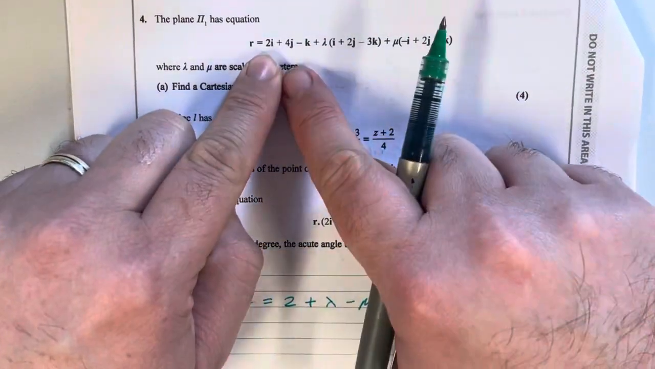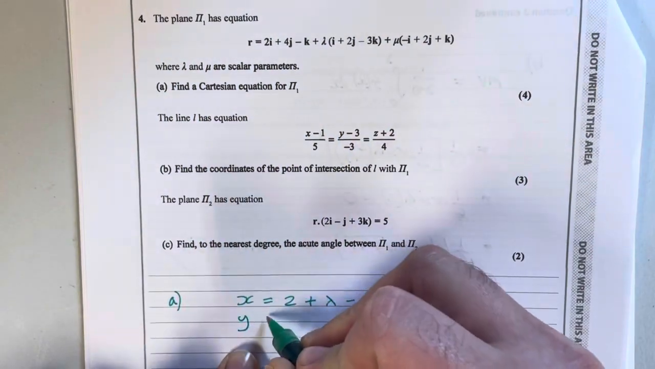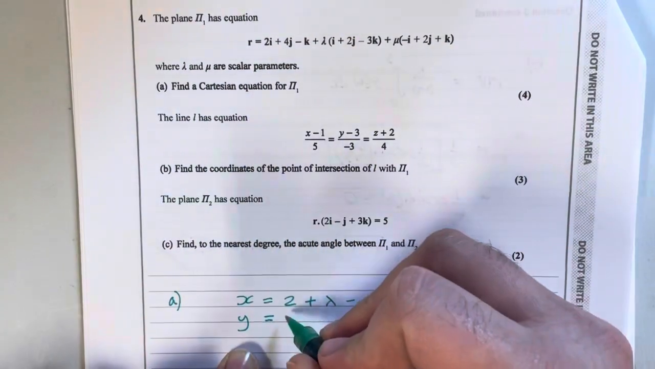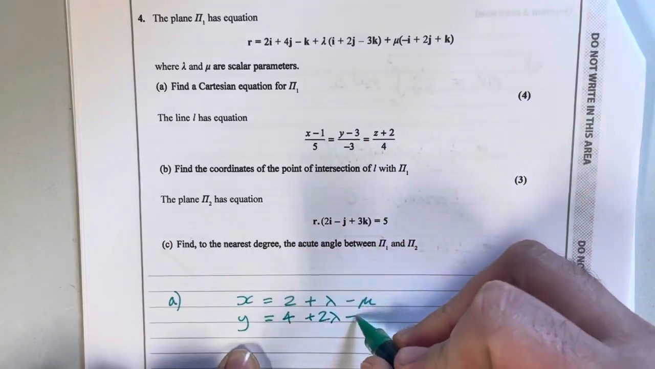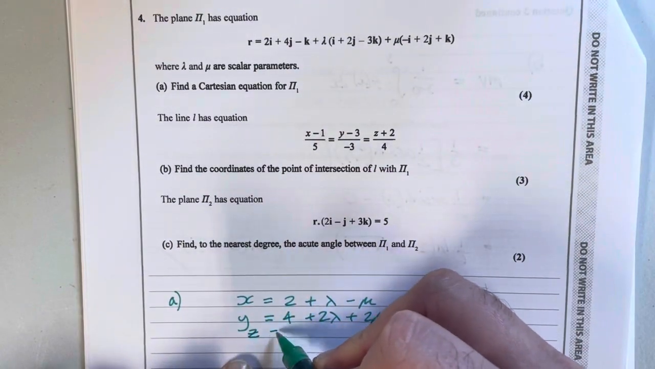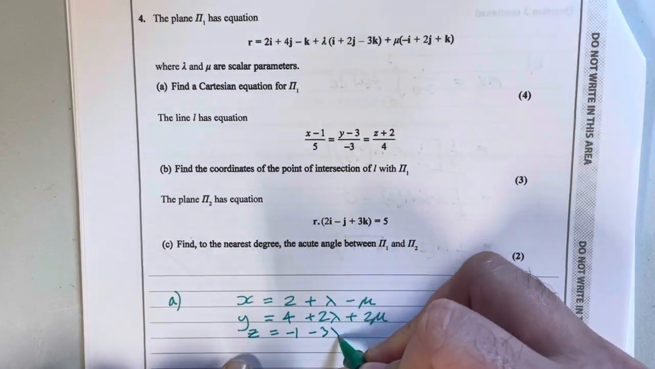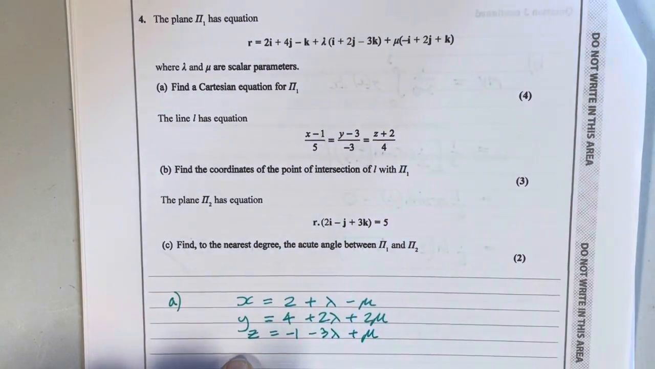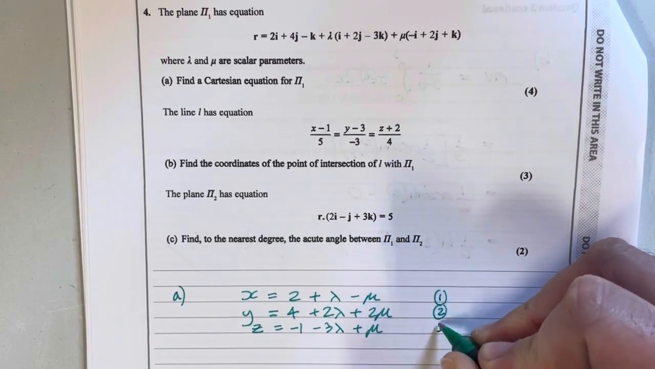Okay, so 2 plus lambda minus mu. So I'm just looking at the i direction. The j direction, y on the left is 4 plus 2 lambda plus 2 mu. And then my z direction, I get z is equal to minus 1 minus 3 lambda plus mu. Okay, so those are my 3 equations, and I'm going to call them 1, 2, and 3.